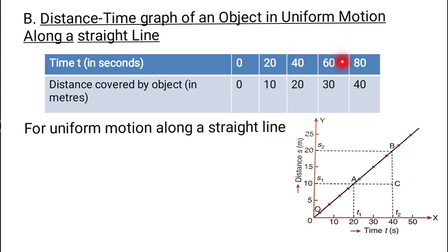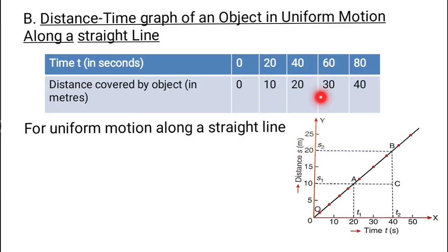And from 40 to 60, that is in 20 seconds, he again covers a distance of 30 minus 20, that is 10 meter. So we see that the object is covering an equal distance of 10 meter every 20 seconds. So we can say that the object is in uniform motion.